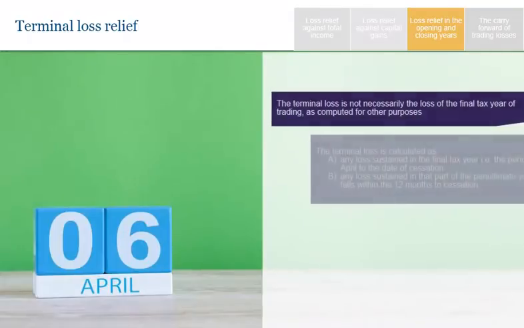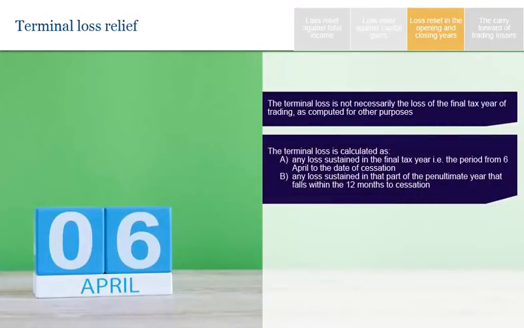As mentioned on the previous screen, there is a specific calculation of the terminal loss that is available for this essentially carryback relief. The loss of the last 12 months to the date of cessation of trading, but the calculation is split between A, the amount of loss in the final tax year, and B, the amount of loss that falls in the penultimate tax year. Now this may involve apportionment calculations. I've got an example at the moment, but the two calculations in A and B are separate. Again, I'll refer to that in a second.